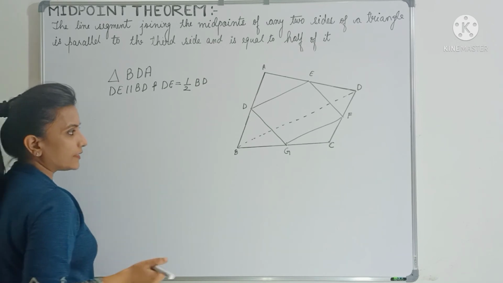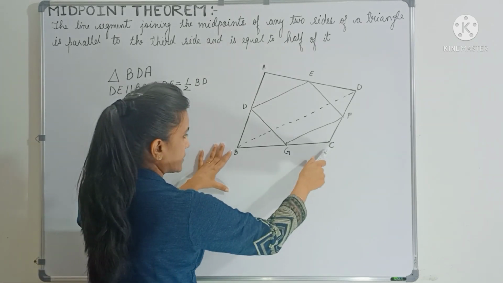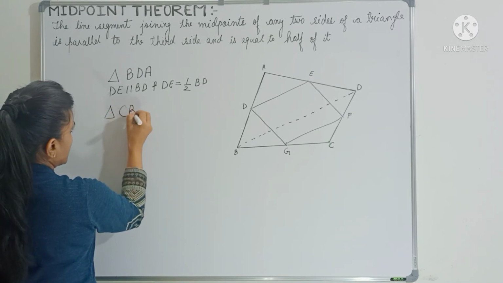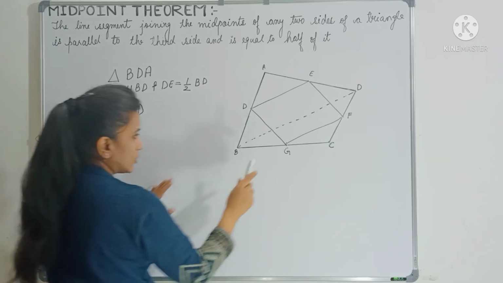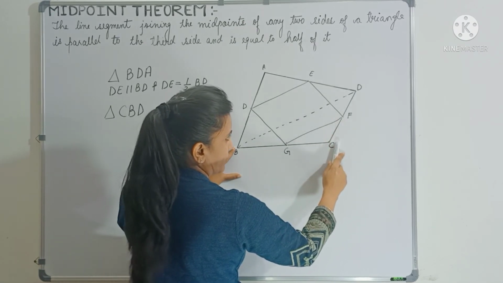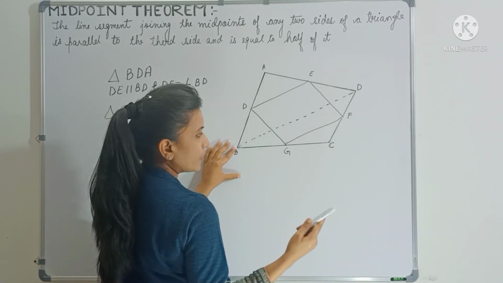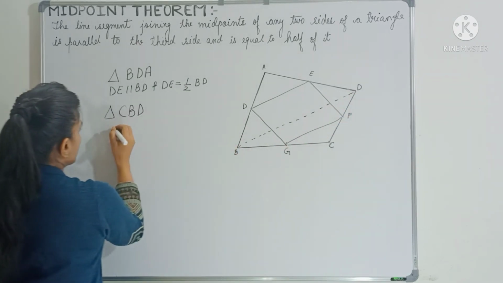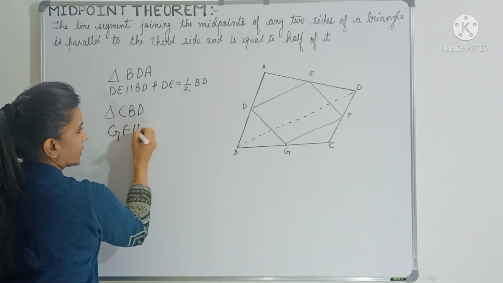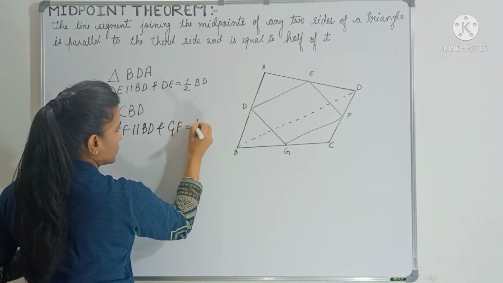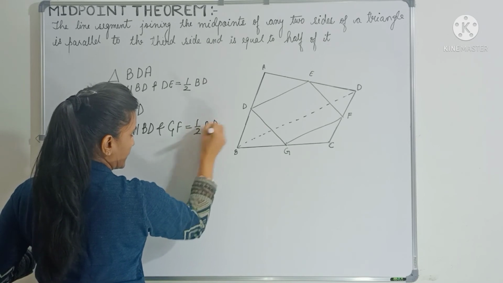Now similarly in the other triangle, in triangle CBD, what do you observe? That G is the midpoint of BC and F is the midpoint of CD. So from the midpoint theorem, GF will be parallel to BD, right? GF will be parallel to BD and GF will be equal to half of BD, right?